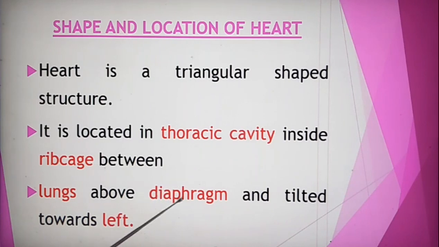When we discussed the respiratory system, I already mentioned the thoracic cavity and the abdominal cavity. In the thoracic cavity, we can see the lungs. In between the lungs, we can see the heart. So the location is the thoracic cavity, inside the rib cage, between the lungs, above the diaphragm and tilted towards the left. Tilted means what? The heart has four chambers, and three of the chambers are slightly tilted towards the left side.